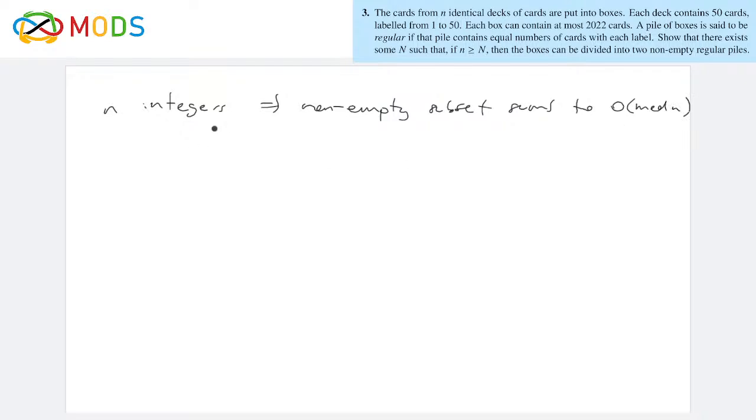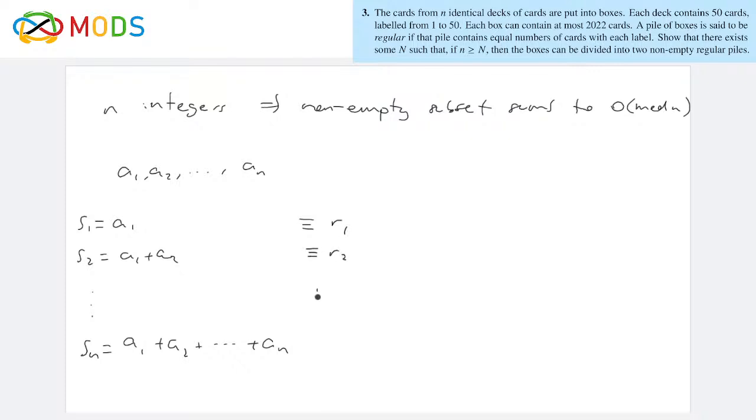Yeah, and the way you prove this is by considering the partial sums. So you take your n integers, a1, a2, up to an. You take the partial sums, all the way up to Sn. And then out of these n, they've got to be something mod n. So remainder 1, remainder 2, all the way up to remainder n. Right, and this is mod n.